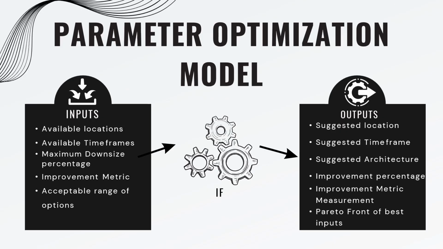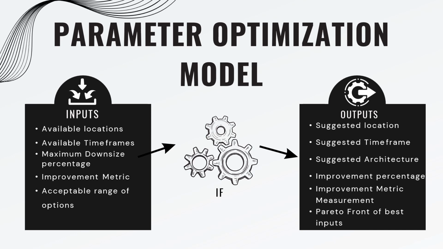Now, let's dive deeper into the new model we're introducing. The model is designed to take in simple inputs such as available server locations, timeframes, and specific metrics for improvement. The goal is to explore different combinations of these inputs to produce the most environmentally friendly outputs. Using these input parameters, the model leverages search-based techniques such as genetic algorithms to iteratively search for more optimal solutions.